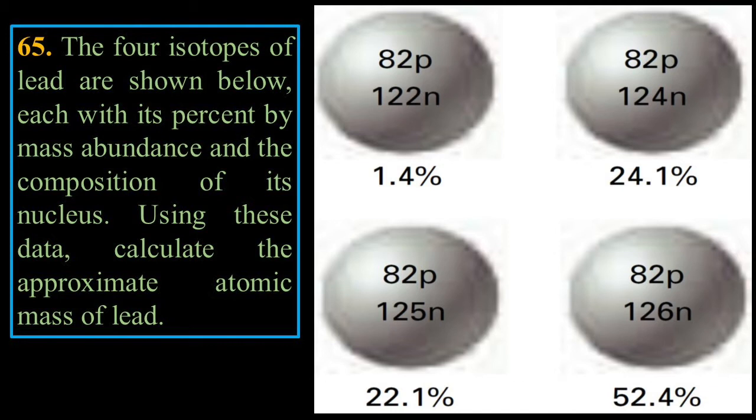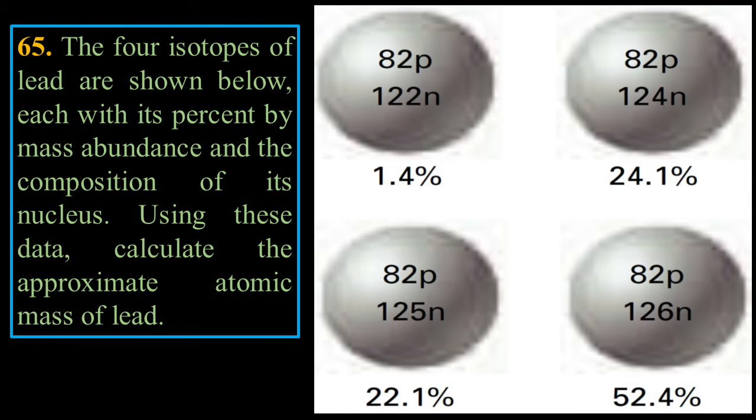The 4 isotopes of lead are shown below, each with its percent by mass abundance and the composition of the nucleus. Using these data, calculate the approximate atomic mass of lead. Okay, we're going to do this approximately the same way we did the last one. The math may look a little different, but it's the same thing.